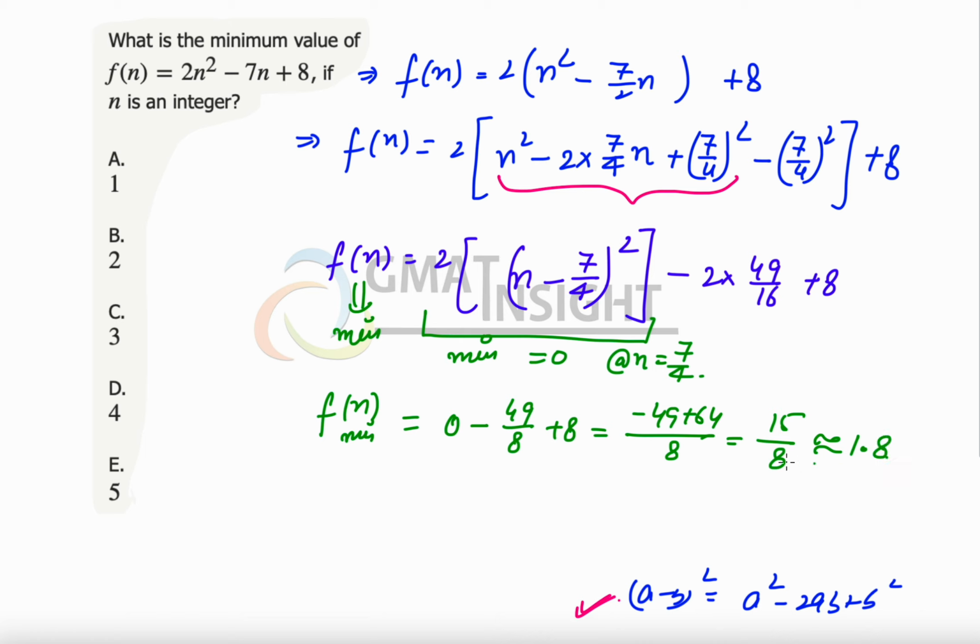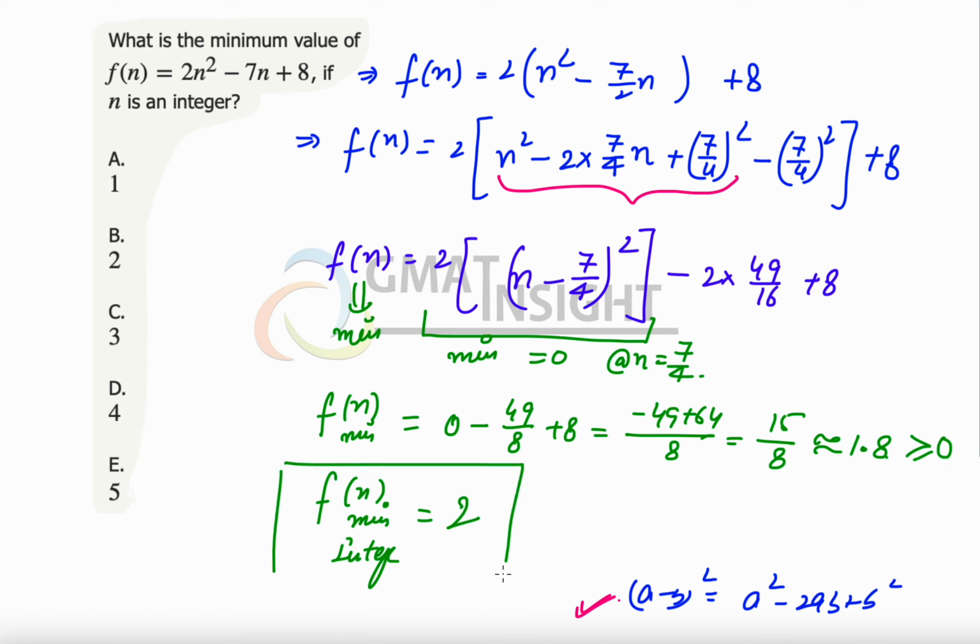Now that means the minimum value cannot be less than that, and since it has to be an integer, it has to be certainly greater than that. So the minimum integer possible value has to be 1.8 or greater. That means the minimum becomes 2, and therefore our answer to this question becomes option B.